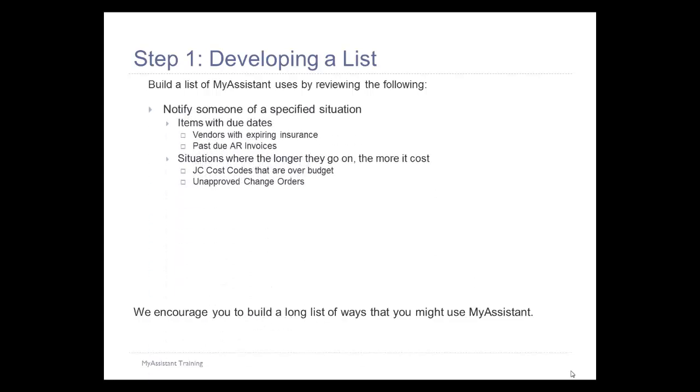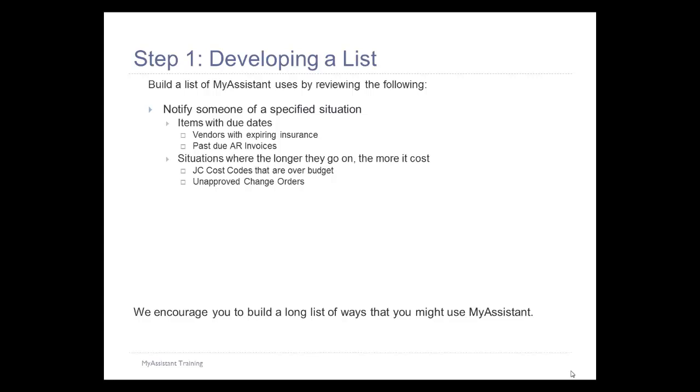So the first major area that MyAssistant is used for is notifying someone of a specified situation. The first example of this are items with due dates. Some specific situations of items with due dates are vendors with expiring insurance and past due AR invoices. These are things that people need to be aware of by a specified date.